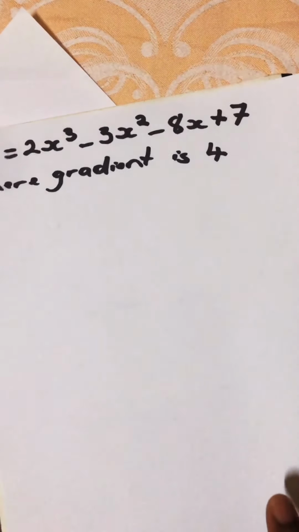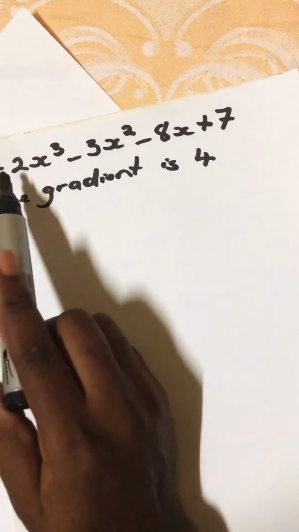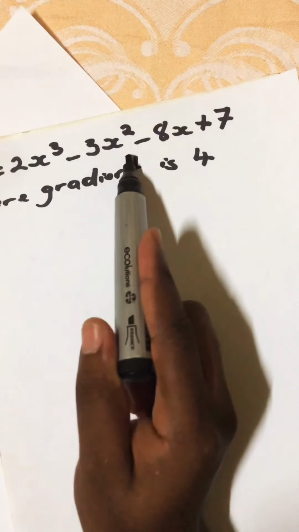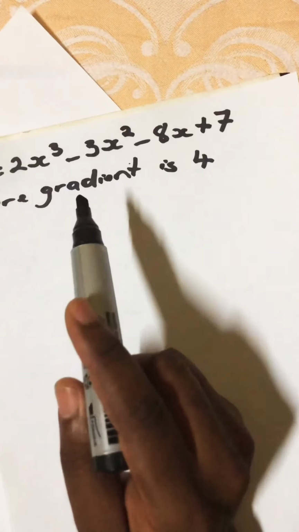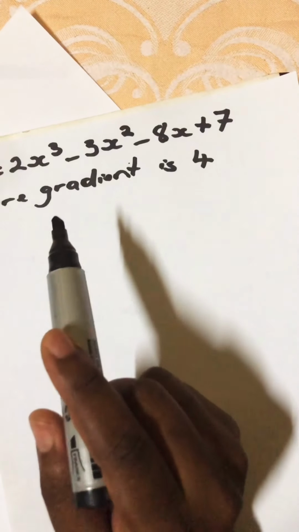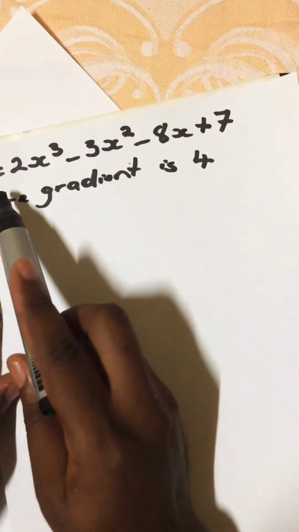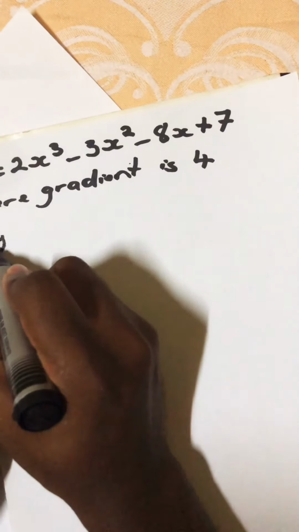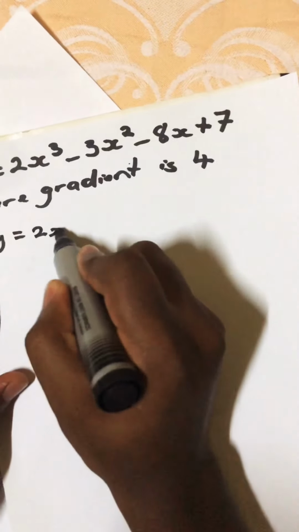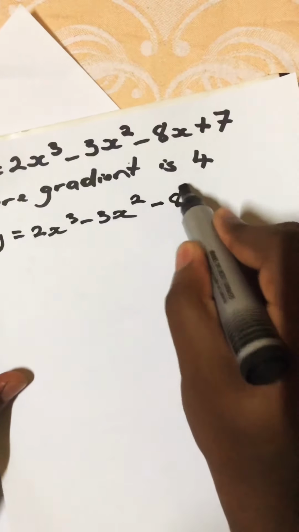Now there's a question here. This is how a GCE type question comes. Find the coordinates on the curve y equals 2x cubed minus 3x squared minus 8x plus 7, where the gradient is 4. So we have to look for the points, the coordinates at which the gradient is 4. Now, first thing we do is we understand we have to differentiate this in order to get the gradient. So we write our y equals 2x cubed minus 3x squared minus 8x plus 7.